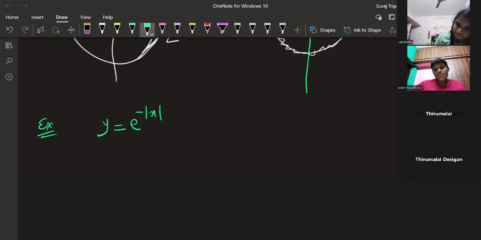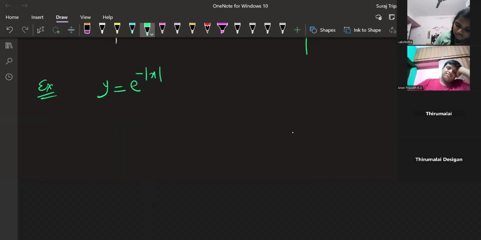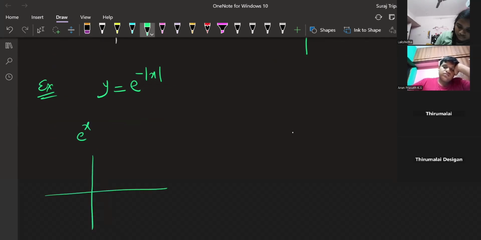You can draw the graph of this function step by step, right? So here, first step, just draw the graph of e raised to x. The graph of e raised to x is like this one. This is the graph of e raised to x.